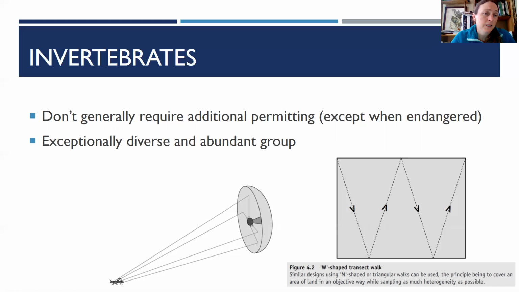They are also an exceptionally diverse and abundant group of organisms. So they're everywhere. They tend to be found in large numbers. They're relatively easy to study compared to, like, say, large predators, which you might wait your whole life to see one, right?